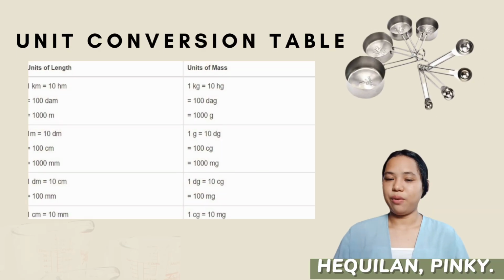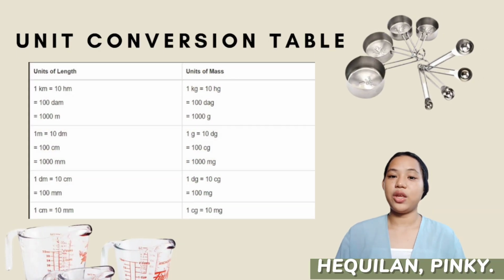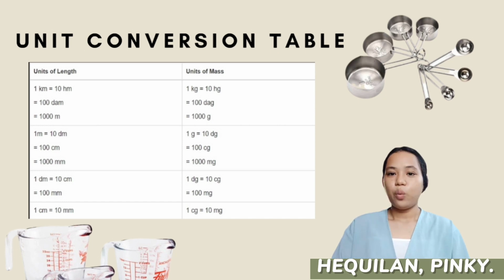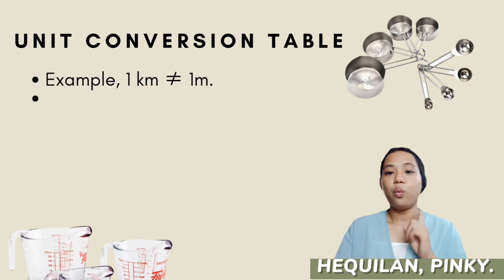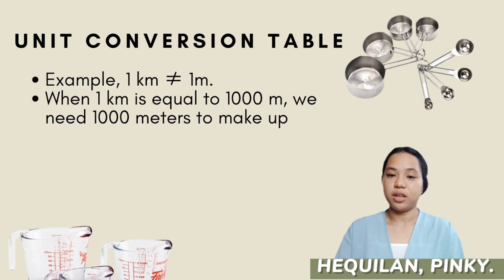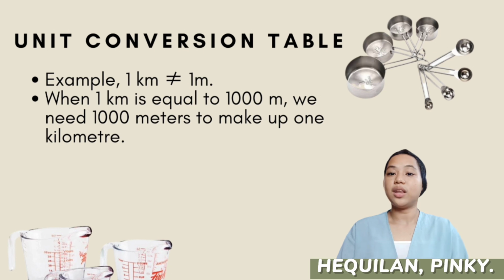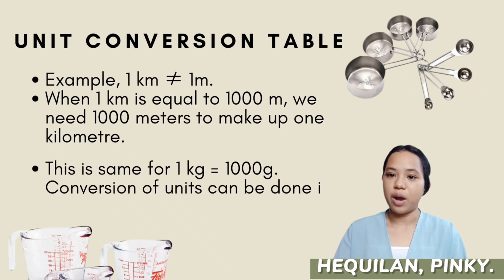Unit conversion table. Let's have a look at some basic unit conversion of mass and length. We have seen values of units of length are not the same. Example, 1 kilometer is not equal to 1 meter. 1 kilometer is equal to 1,000 meters, we need 1,000 meters to make up 1 kilometer. This makes a kilometer a bigger unit than a meter. This is the same for 1 kilogram is equal to 1,000 grams.